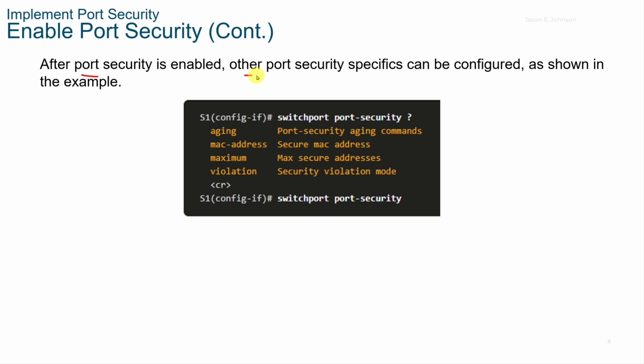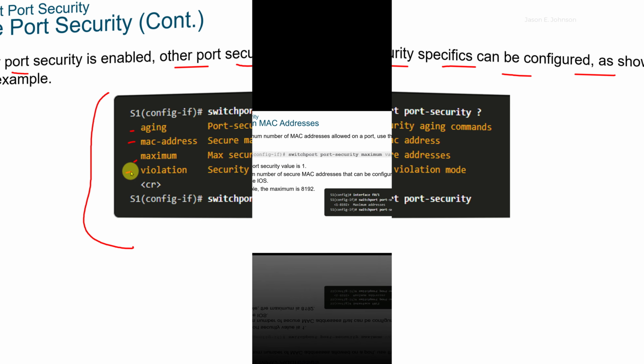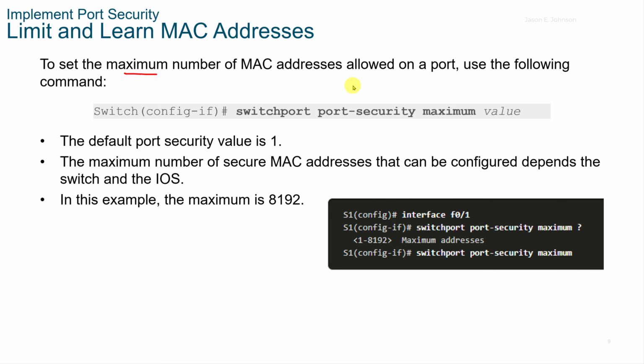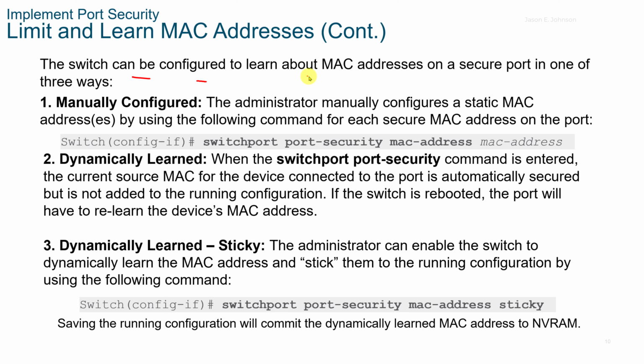After port security is enabled, other port security specifics can be configured as shown in the example below. You can set aging, MAC address, maximum, or violation. To set the maximum number of MAC addresses allowed on a port, use the following command: switchport port-security maximum, and then the value. The default value is 1. The maximum number of secure MAC addresses that can be configured depends on the switch and the IOS, and in the example on the right here, the maximum is 8,192.